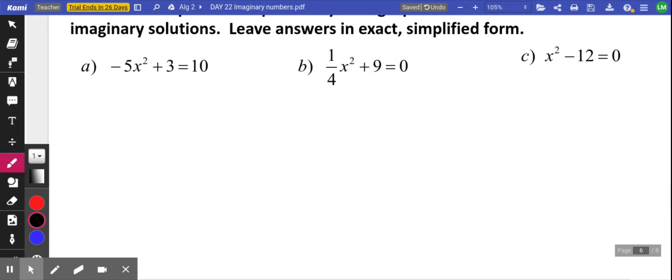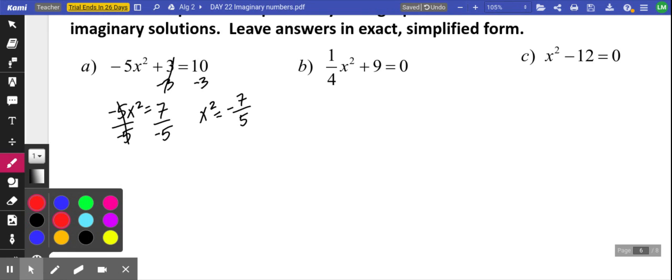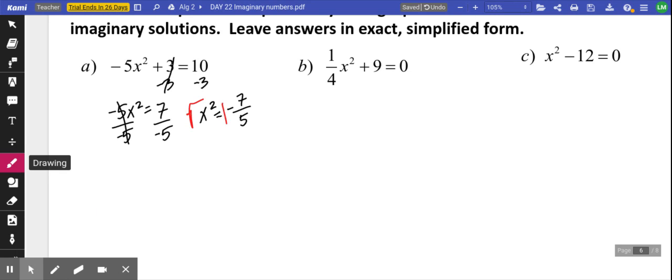All right, first one here, subtract 3. Negative 5x squared equals 7. Divide by negative 5. We get x squared equals 7 over negative 5, which is the same thing as negative 7/5. Okay, you can put the negative sign either way. At this point, you should start to see, hey, x squared equals a negative number. I'm going to get imaginary solutions. I get to use my i, right, that I just learned.